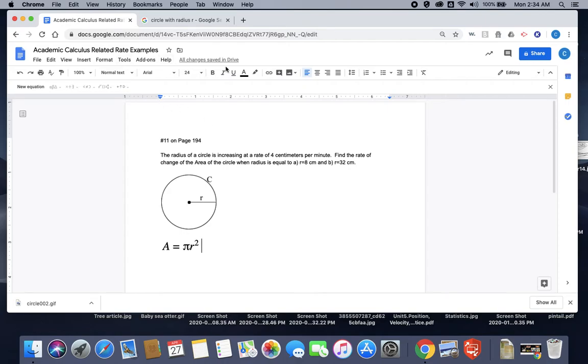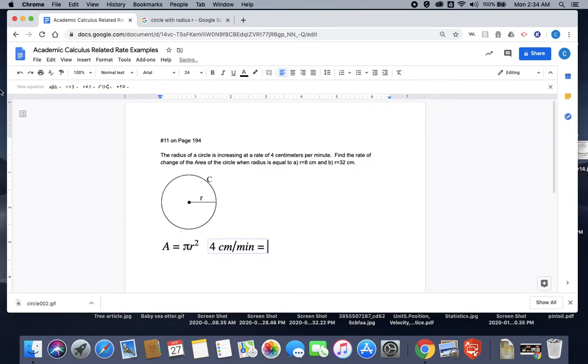Next thing we want to do is take note of any of the numbers that are given in the problem and try and give them a label. The first one that jumps out to me is the radius of the circle is increasing at a rate of 4 centimeters per minute. So again, we're going to use the equation function. We're going to type 4 centimeters per minute.